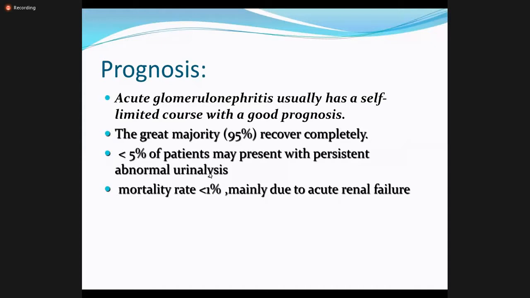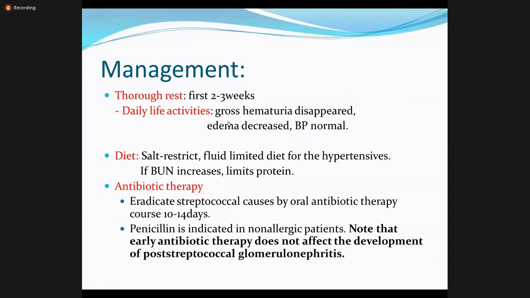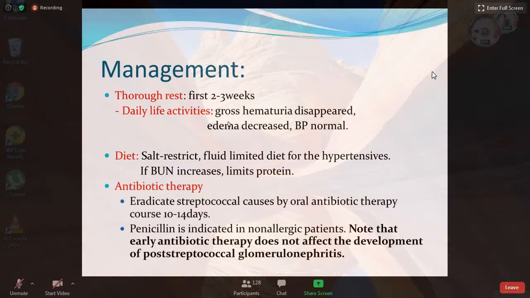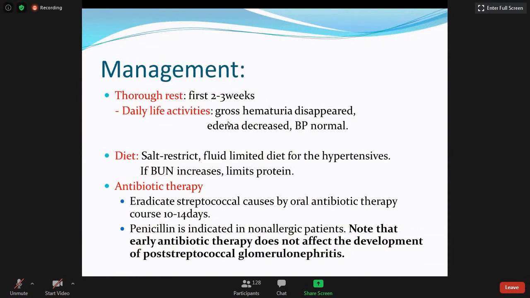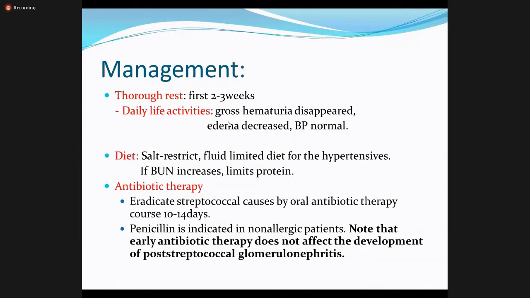Antibiotic therapy: the most common cause of acute glomerulonephritis in children is streptococcal infection. So in case of post-streptococcal glomerulonephritis, you have to eradicate the streptococcal infection by oral antibiotic therapy for about 10 to 14 days. Penicillin is indicated in non-allergic patients. But the most important point is that early antibiotic therapy does not affect the development of post-streptococcal glomerulonephritis.